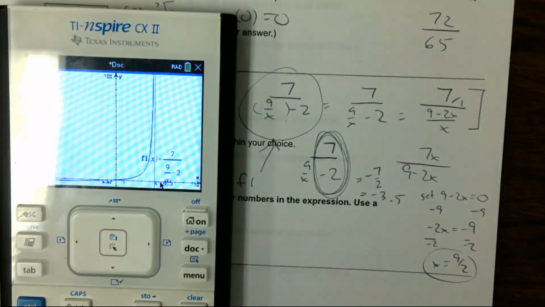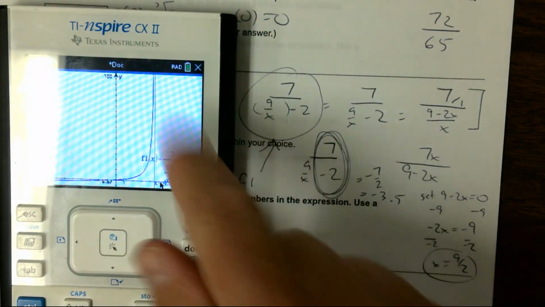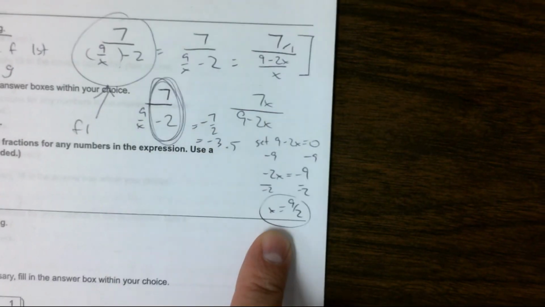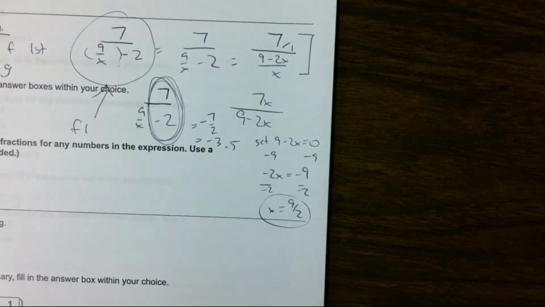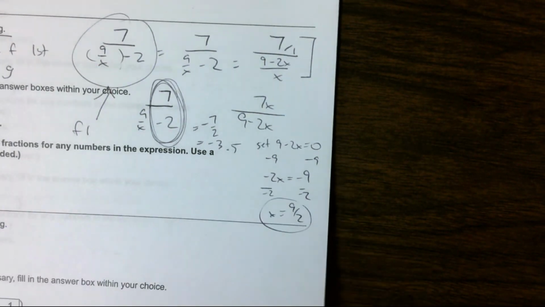So that is another method. Now, that is not my method, but if you want to try it that way, you can. I really do prefer just setting your denominator equal to 0. That's probably a good stopping point for that video, and then I'll make the next video.